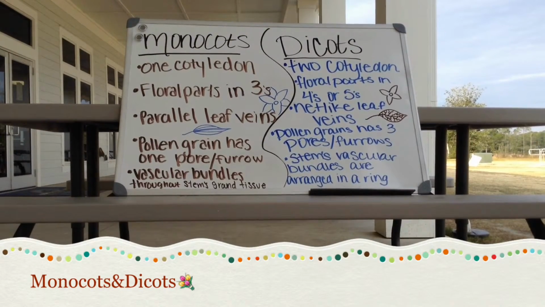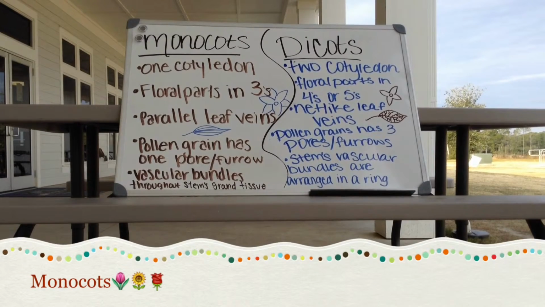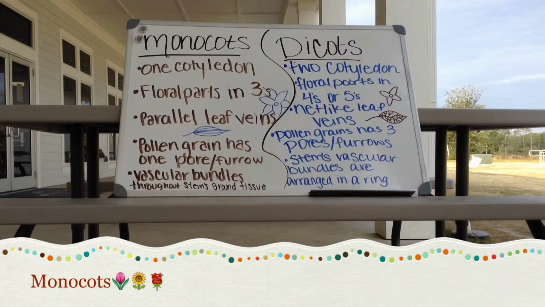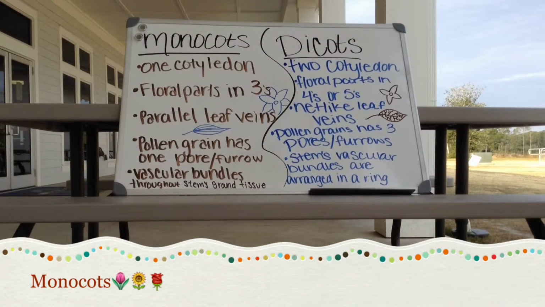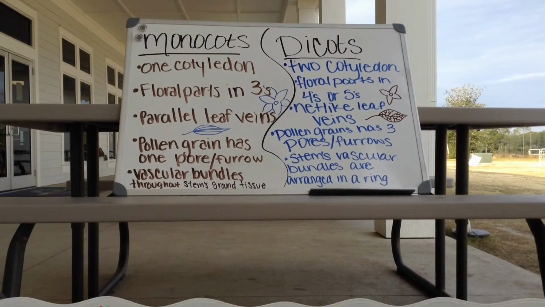Monocots and dicots are the two plant groups in angiosperms. Monocots have one cotyledon, their floral parts are in threes, they have parallel leaf veins, and their pollen grain has one pore or furrow. Their vascular bundles are throughout the stem's ground tissue.